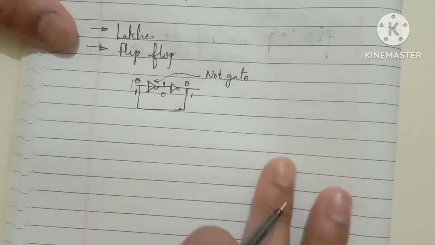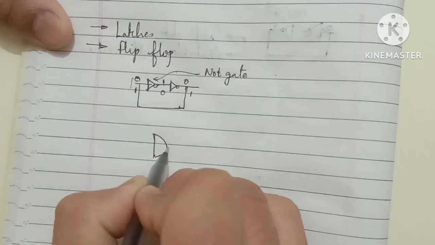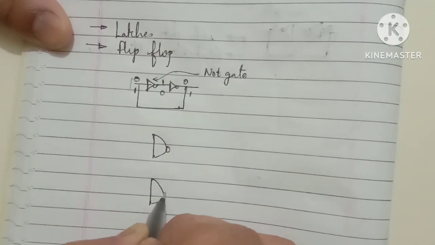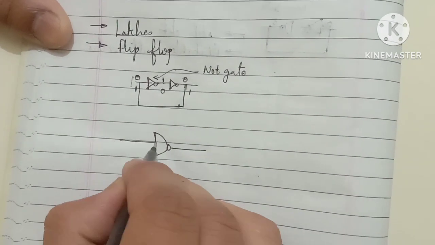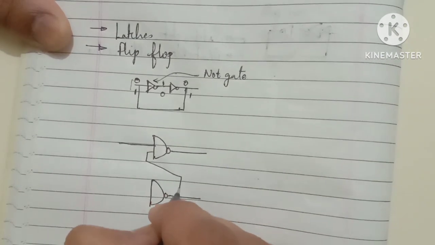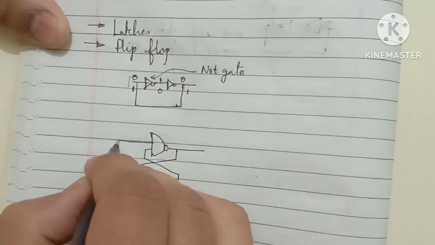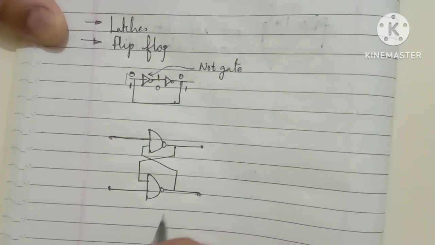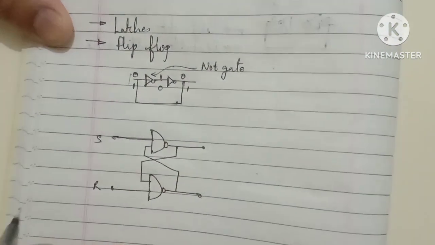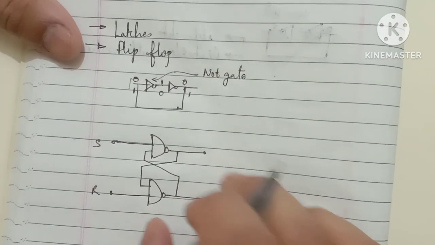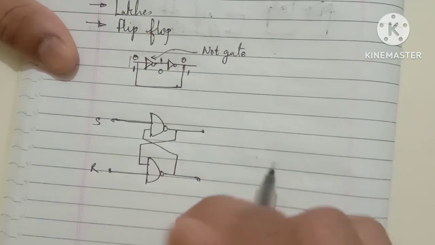Now I will take one example of latches, that is the SR latch using NAND gates. Why are we studying this? Because this will help you in analyzing flip-flops, because flip-flop is one of the major topics, or we can say a basic and good topic, for the exams. So this is the SR latch using NAND gates.